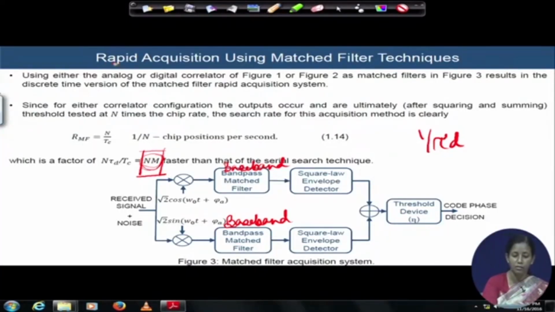That is why the name justifies that it is a rapid acquisition mechanism. This architecture is capable of giving you a very rapid acquisition by replacing the multiplier followed by an integration, and changing the search mechanism at the sub-chip level. The matched filter is expediting your acquisition time.